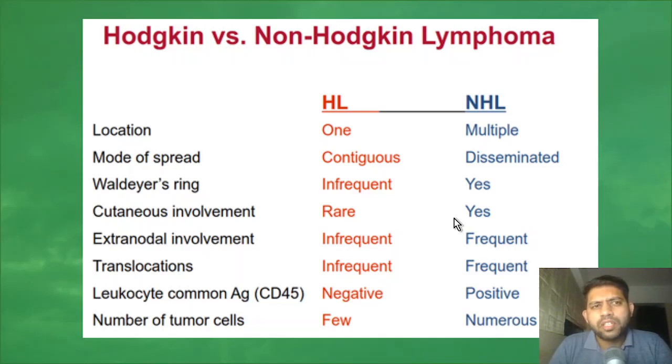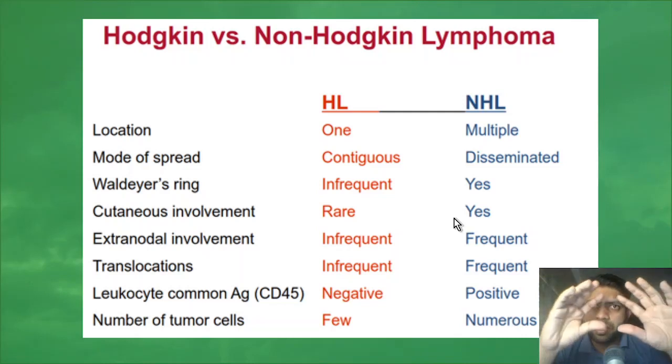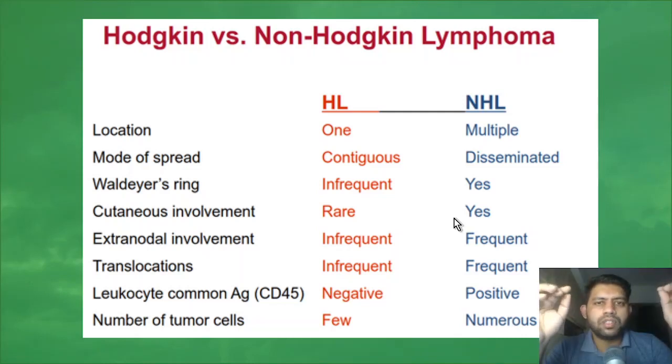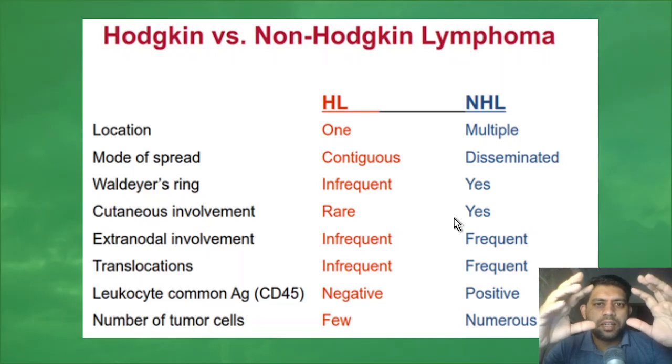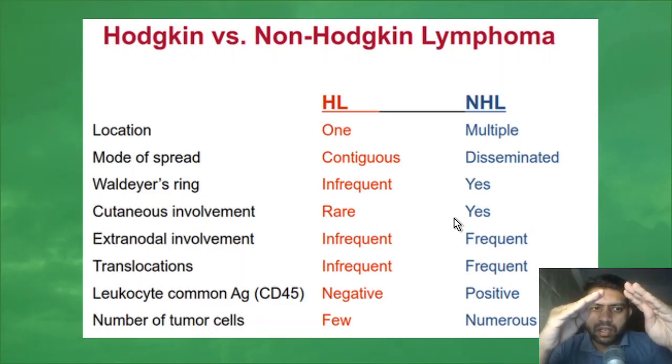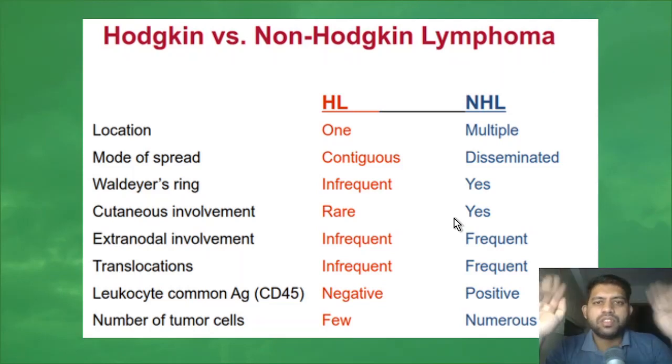Hodgkin lymphoma occurs in a particular group of lymph nodes. Then they have a predictable contiguous spread, and extranodal involvement is rare. Almost always, Hodgkin lymphomas occur in lymph nodes only.